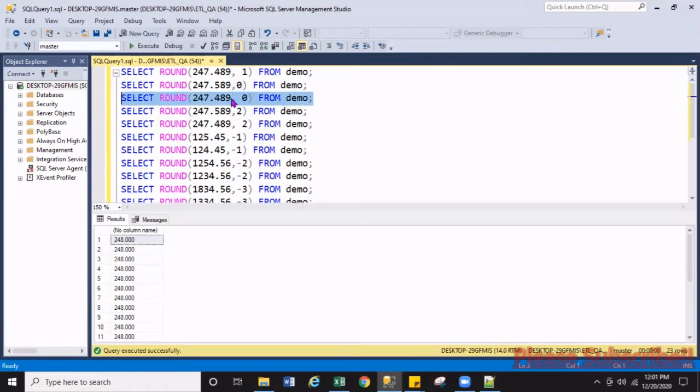I put 0, and 0 means it will look directly to the decimal point. And after the decimal, you see that this is 4, right? So 4 is less than 5. It's not going to lead to the 10th. It will be leading to the 0. So what happened if this is less than 5? It all converts to 0 because I put the position 0. So it will convert to 0 and it will make everything as it is.